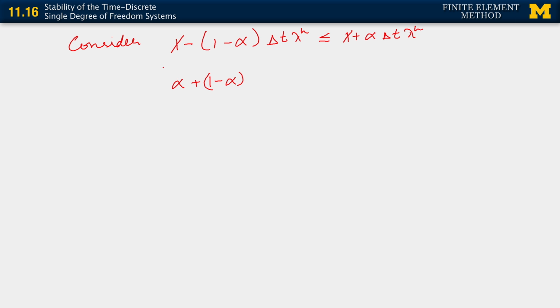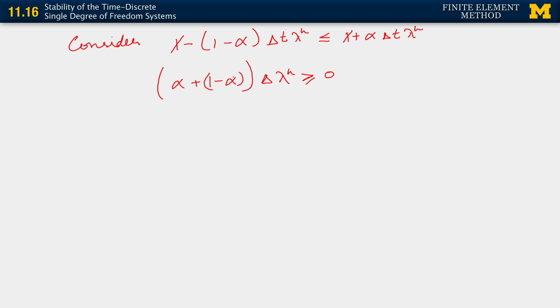And let's look at the right-hand side of that inequality. So consider the following: 1 minus alpha delta t lambda h is less than or equal to 1 plus alpha delta t lambda h. If we consider this, we see that these two cancel out, and we manipulate things, and what we see here is that alpha plus 1 minus alpha delta t lambda h has to be greater than or equal to 0. We do this by simply moving what remains on the left-hand side of the inequality on the first line over to the right-hand side.